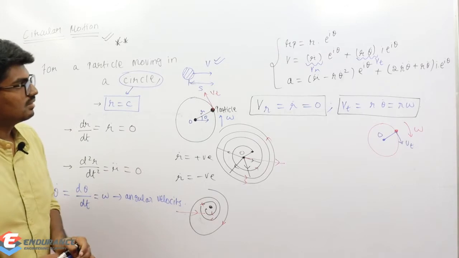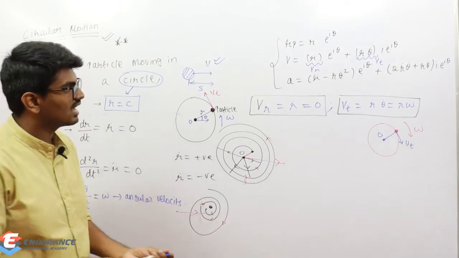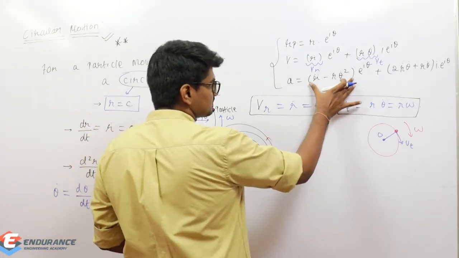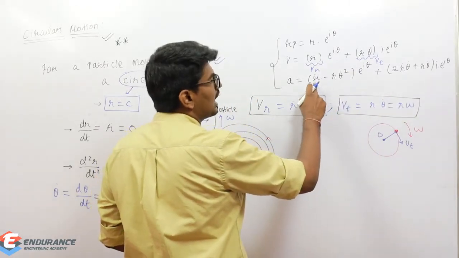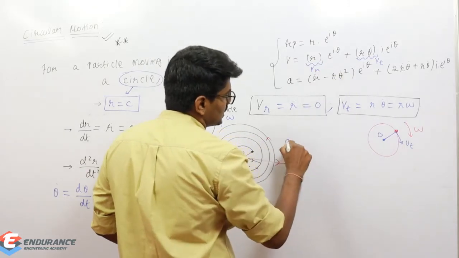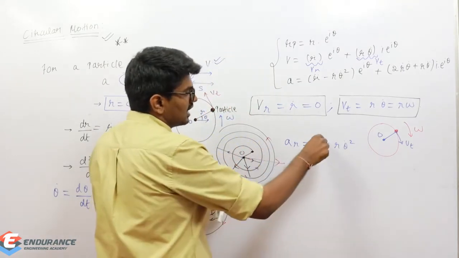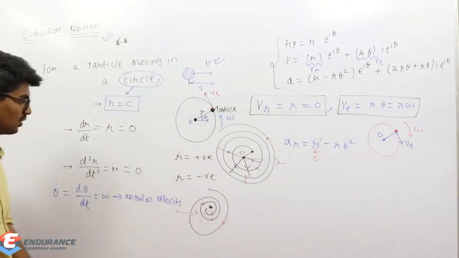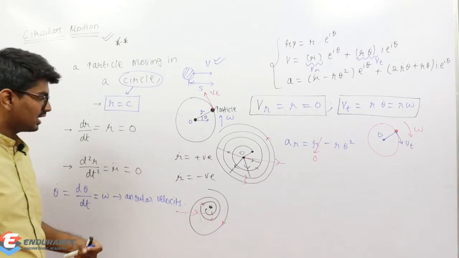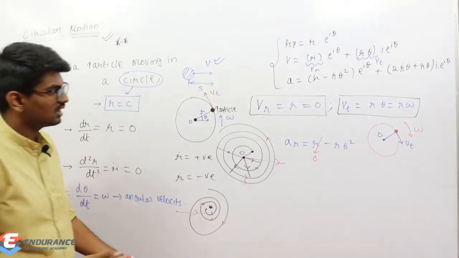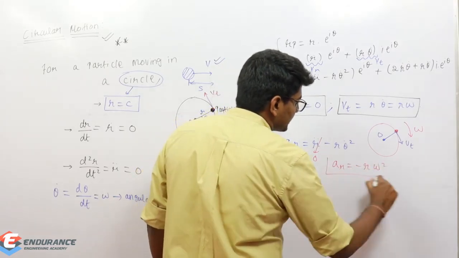Now we got Vr and Vt. So what about the next? Acceleration. Coming to acceleration, again we have two components: radial acceleration and tangential acceleration. We already know that r double dot is 0. With respect to radial acceleration, it is r double dot minus r theta dot square. r double dot is 0 because it's a pure circular motion. Theta dot is omega, that is angular velocity. So radial acceleration will be equal to minus r omega square.